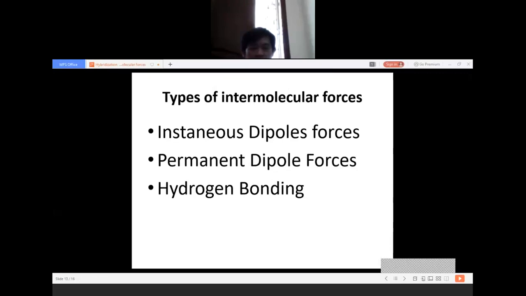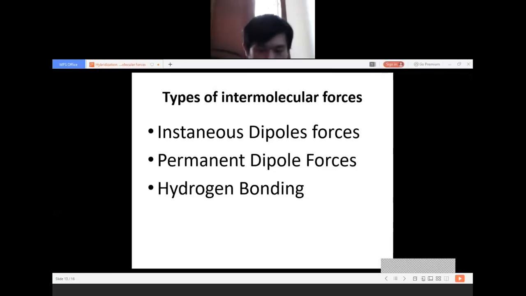Right? So a molecule is like a stick, like a matchstick. There is one end, and there is the other end. The ends of the molecule are called dipoles. So instantaneous dipole means they do not have any positive or negative. Why? Because they are sharing electrons and they have the same electronegativity.